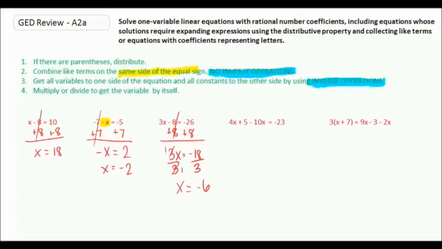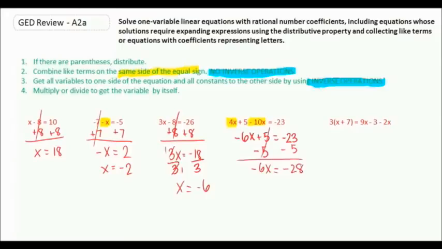Here, if we're looking at the left-hand side, we have a lot going on. So we need to combine our 4x and our negative 10x. And notice, since they're on the same side of the equal sign, we are just doing what the signs tell us to do. There is no inverse operations yet. So 4x minus 10x is negative 6x plus 5, and that equals negative 23. Two-step equation, let's get our constants to the right side. To get rid of plus 5, we subtract 5. So we have negative 6x equals negative 28.